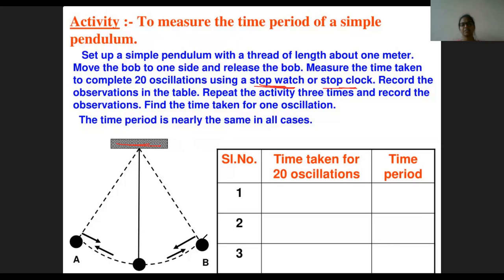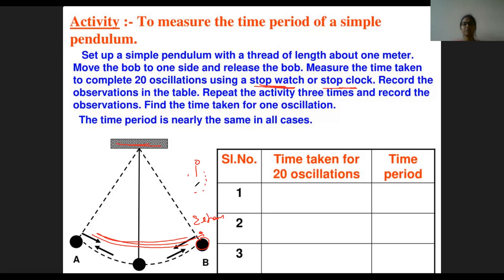You take the bob to the extreme position and release it. Once you release the bob, what happens? It will go like this, come back, go like this, come back. When it comes back to this point, when you release, note down the time, set the time as zero. After it is released, the time keeps increasing, and the bob keeps oscillating like this.